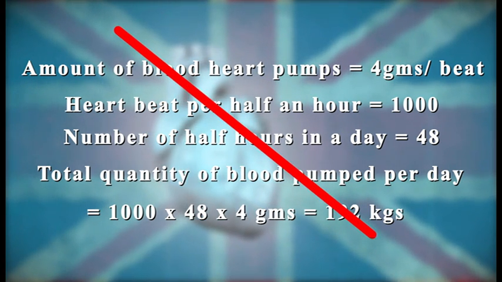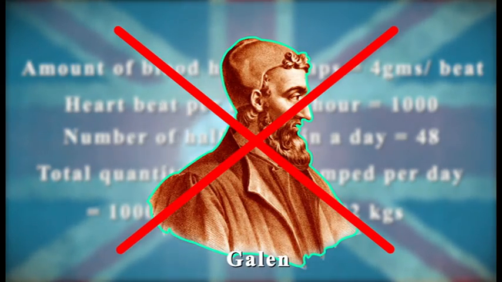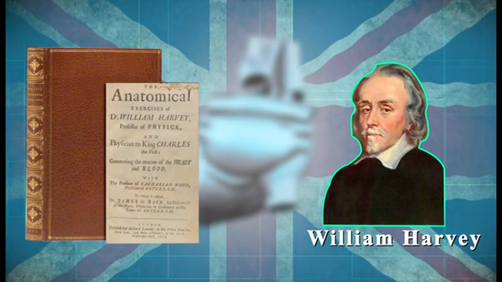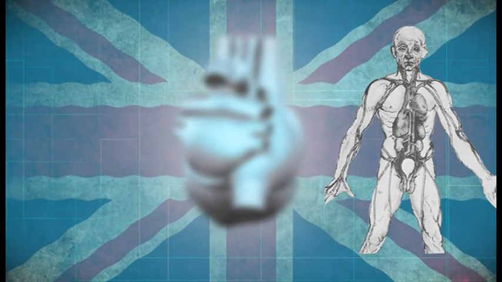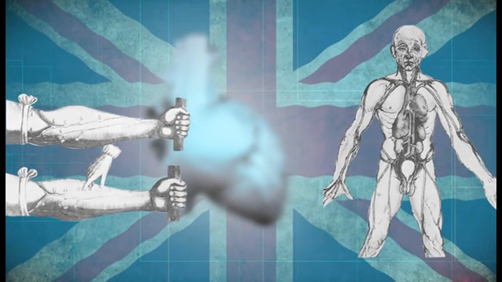This amount far exceeded the amount that the body could possibly make. So Galen's theory must not be true. Harvey managed to show that the heart must be pumping the same blood over and over again, with the one-way valves ensuring blood flow in a closed circuit.